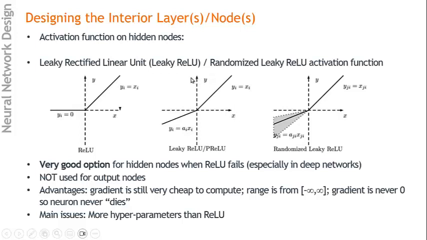So an alternative that will solve that problem is the leaky ReLU unit, which has a small gradient for negative values. Okay, so this is a very good option for hidden nodes when the ReLU fails, especially in deep networks. Again, not used for output nodes. The gradient is still very cheap to compute. The main issue is there are more hyperparameters, but that's really not a big issue. You just choose some small gradient here. And the size of the gradient probably will not have that much influence on the performance of the neural network.